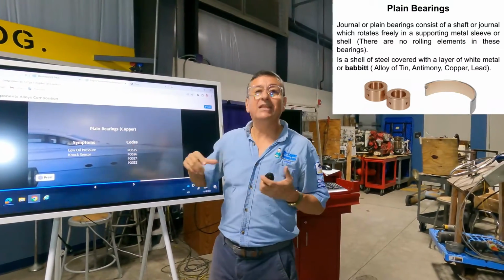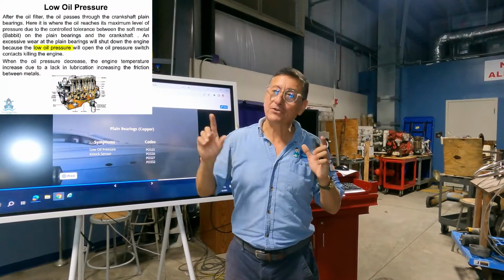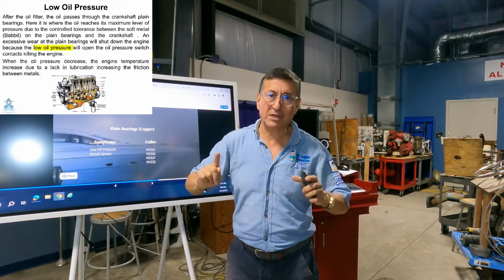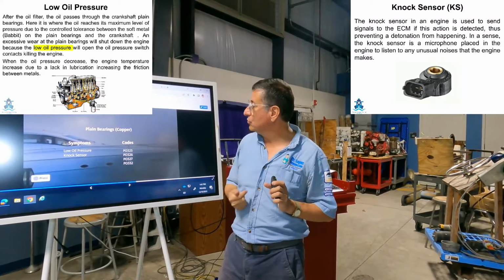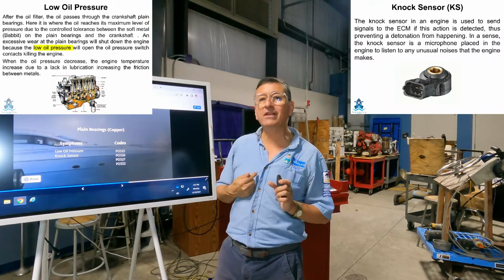And once again, the symptom is low oil pressure. The pressure of the oil decreased dramatically, and the NOx sensor is activated. And those are the codes: 325, 326, 327, and 332.